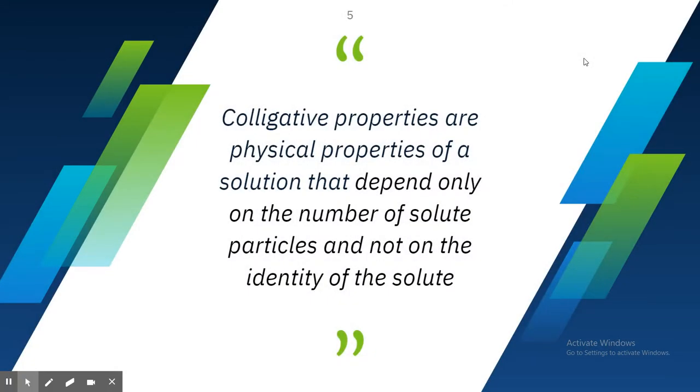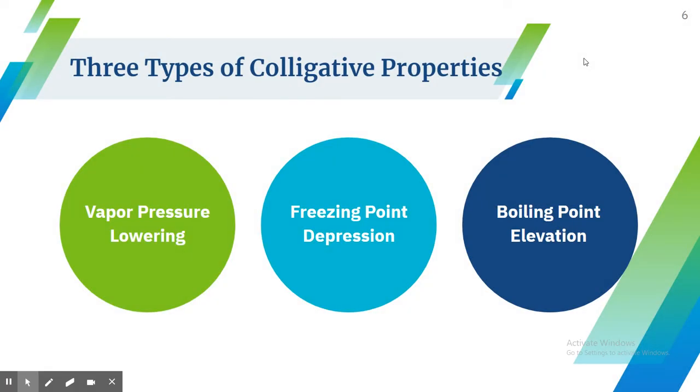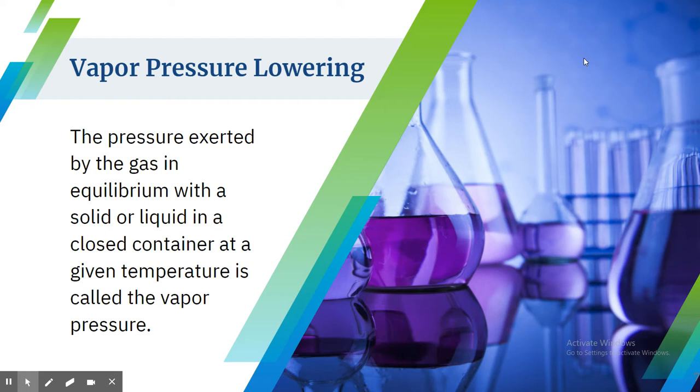Colligative properties are physical properties of a solution that depend only on the number of solute particles, not on the type of substance that is being dissolved. There are three types of colligative properties: vapor pressure lowering, freezing point depression, and boiling point elevation.